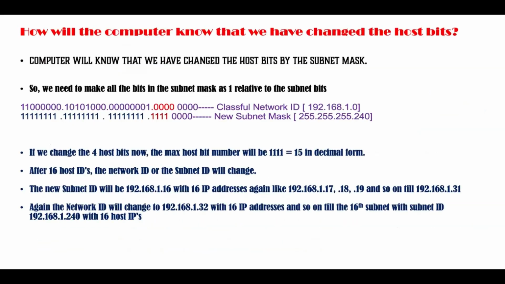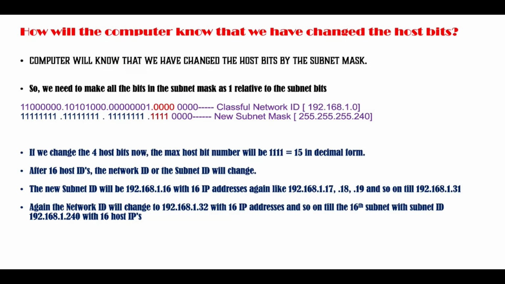How will the computer know that we have changed the host bits? The computer will know by the subnet mask. So, we need to make all the bits in the subnet mask 1 relative to the subnet bits. If we change the 4 host bits now, the max host bit number will be 1111, which is equal to 15 in decimal form. After 16 host IDs, the network ID or the subnet ID will change.